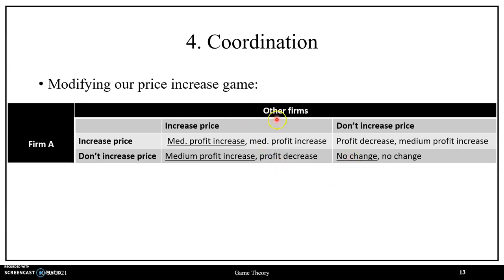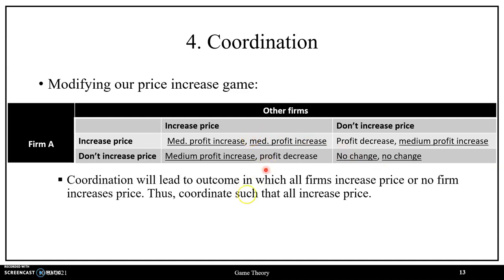Now, given what other firms will do, if firm A increases their price, other firms will be indifferent between either of their strategies as they'll receive the same profit levels. And in regards to firm A not increasing their price, other firms will prefer to get no change in their profits as opposed to a decrease. So here we have two solutions in which all firms will either not change their price levels or all firms will increase their price levels for medium profit levels.